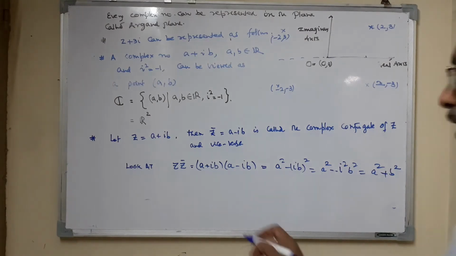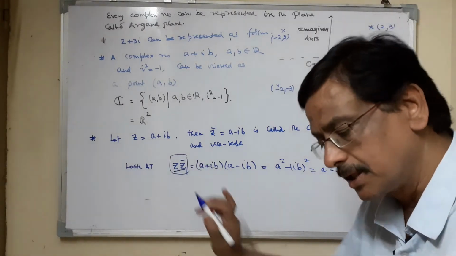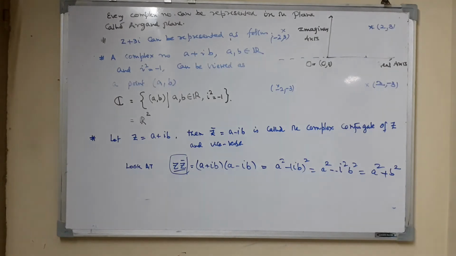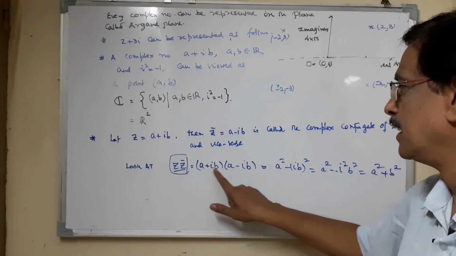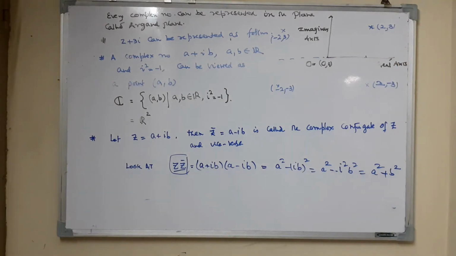So z times z bar is a square plus b square if z equal to a plus ib. Actually I have not defined the product of two complex numbers, but don't worry. At this point we don't require anything. Simply it is (a plus ib) into (a minus ib), using the formula which gives a square minus b square type expansion.